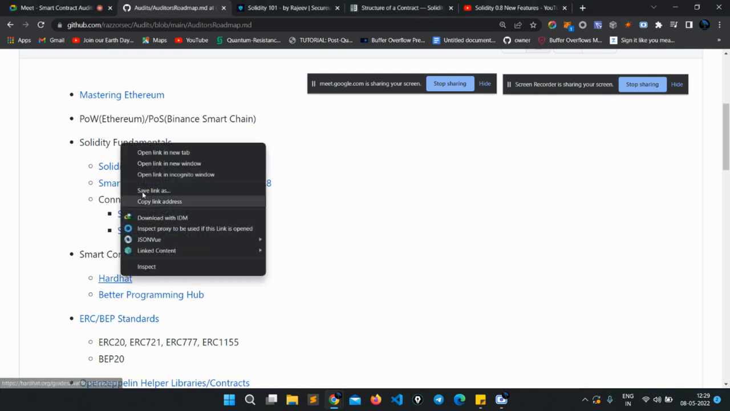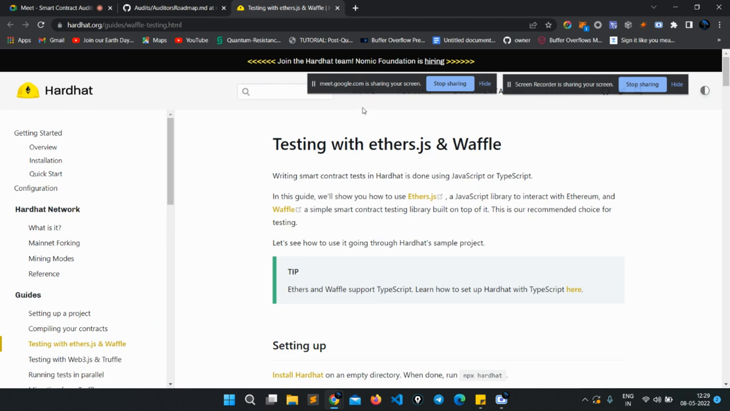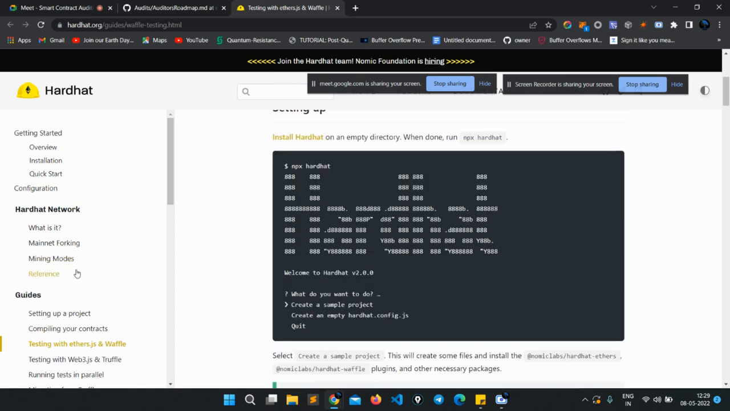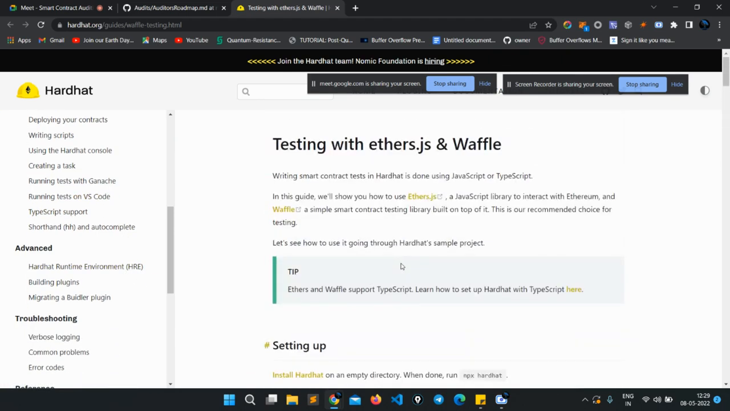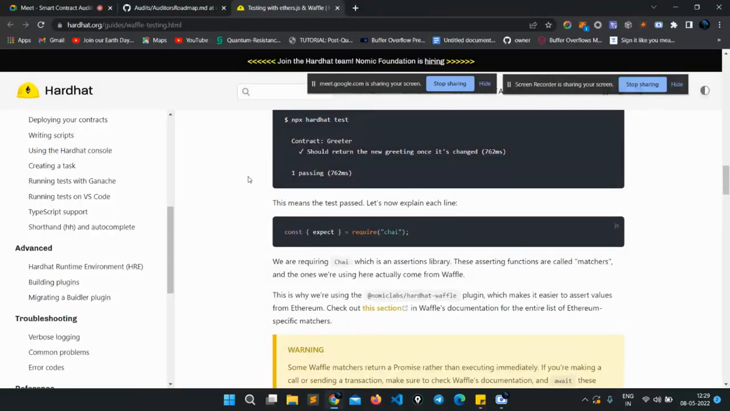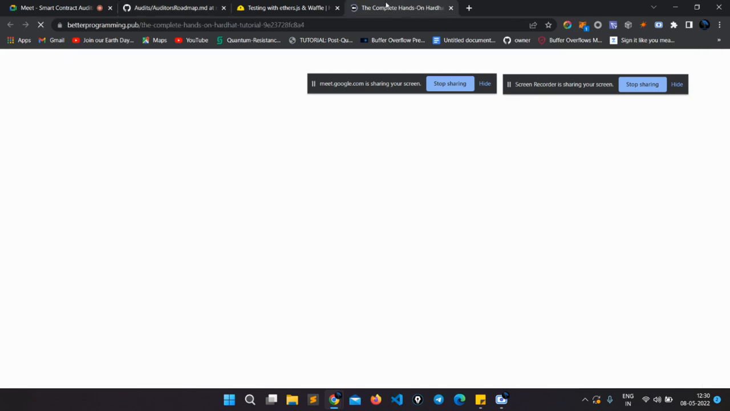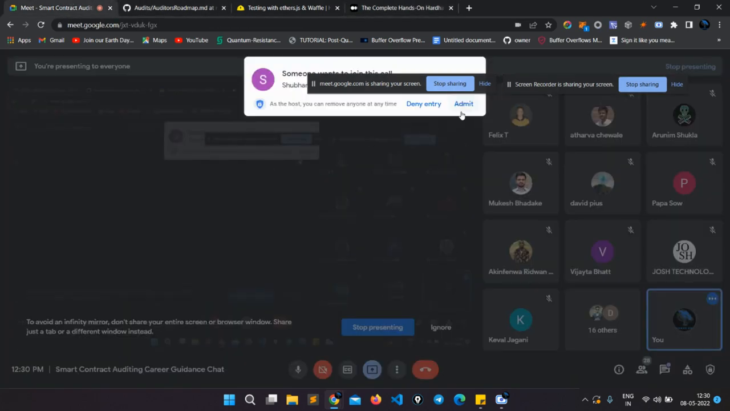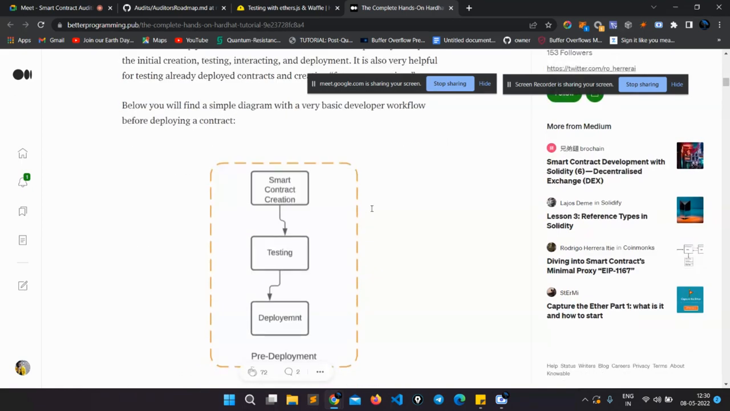So what are the best resources? The best resources are, first of all, the Hardhat documentation itself. There are some supporting examples given to quickly get a head start on how to set up a Hardhat project and how to set up EtherJS for testing. Another very good blog covering end-to-end details is by Better Programming Hub. It is called Complete Hands-on Hardhat Tutorial. I've added a link in this markdown. And it covers probably everything.